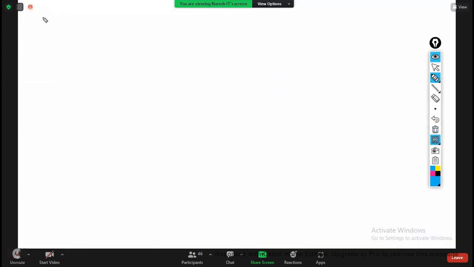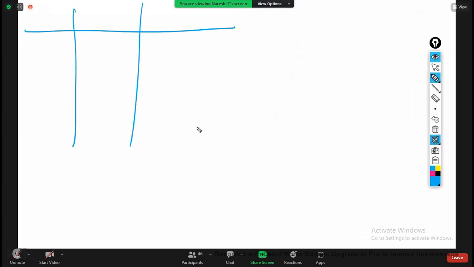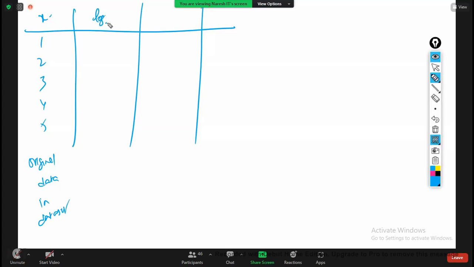Guys, to understand the data transformation, I'm explaining it with a simple example. X is equal to 1, 2, 3, 4, 5. Assume this is the original data in the data set. Now what are you going to apply? Log x. You apply the log value for each and every value: log of 1, log of 2, log of 3, log of 4, log of 5. This is called log transformation.